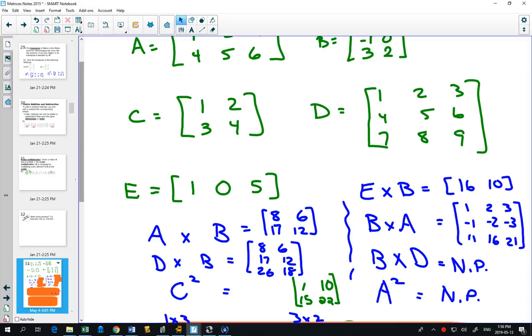Why is A squared not possible, but C squared is possible? What about B squared? Is it possible? What about E squared? What about D squared? One of them is possible, the other two aren't. So you can play around with more math if you'd like. You can get more data. But our job is to figure out when things are possible and when they're not.